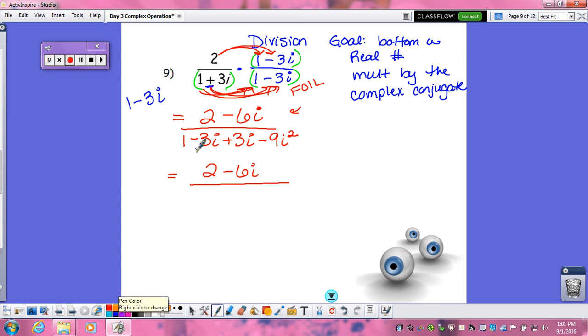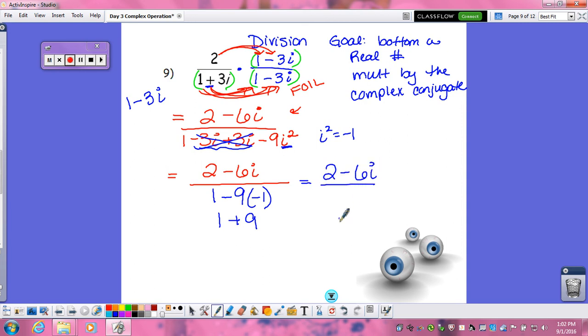We want to try to combine like terms. A negative 3i plus 3i is going to become 0. We know i squared, again, is equal to negative 1. So we've got 1 minus 9, and I'm going to replace that i squared with a negative 1. So 1 minus 9 times the negative 1 becomes 1 plus 9. So I've got 2 minus 6i all over 10.